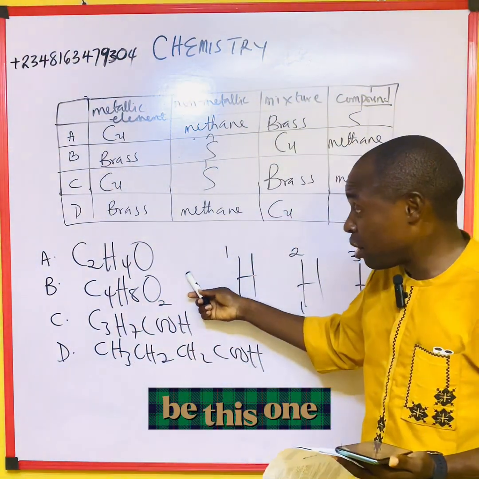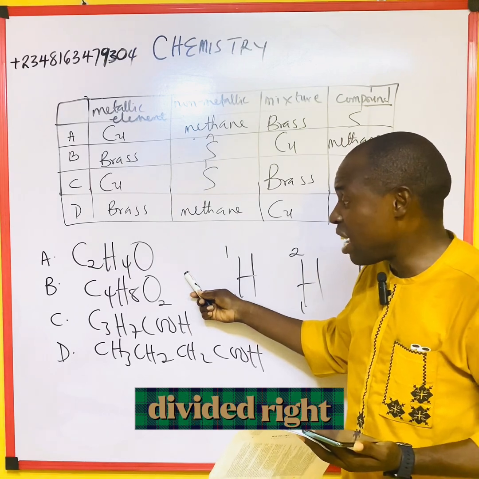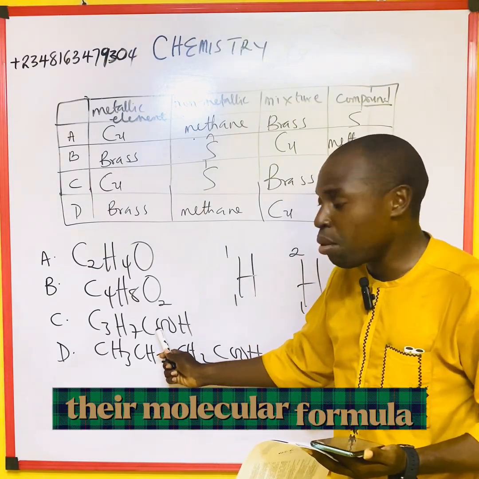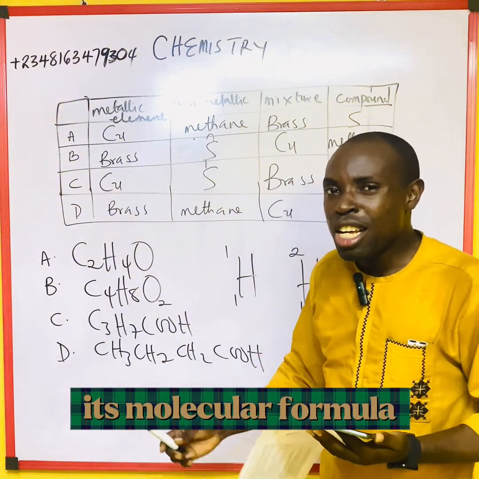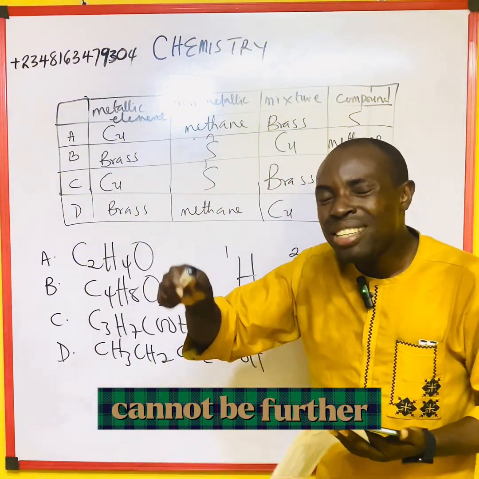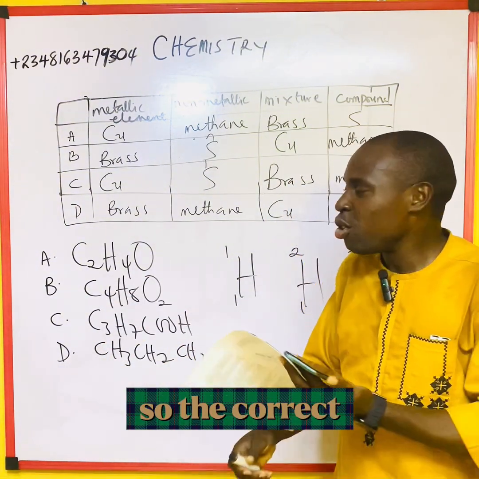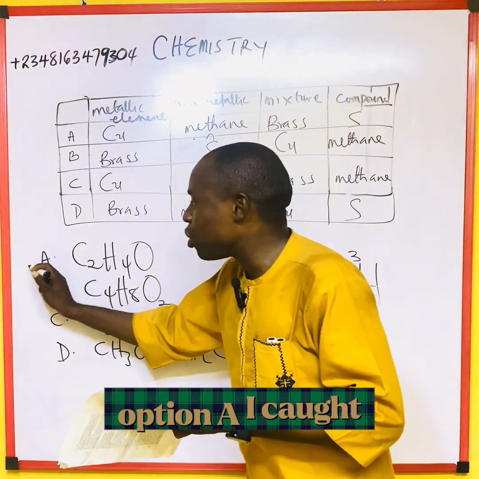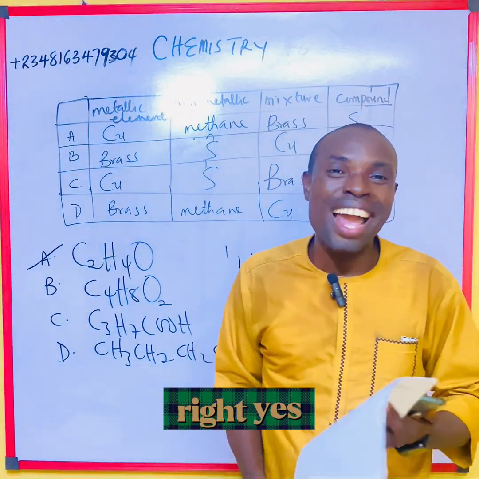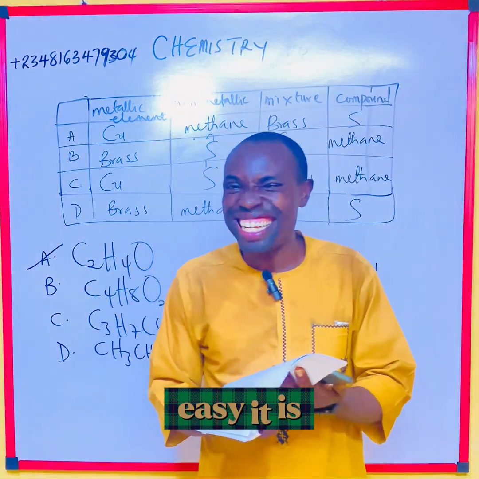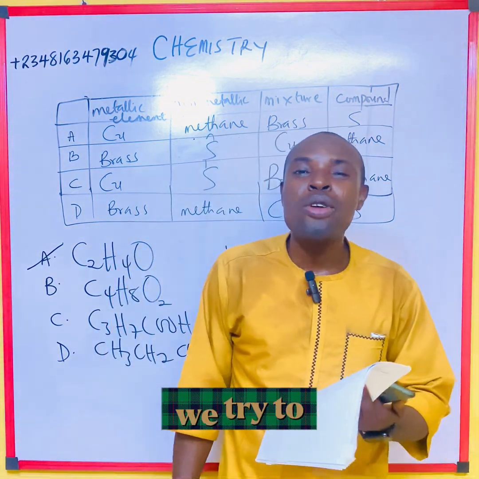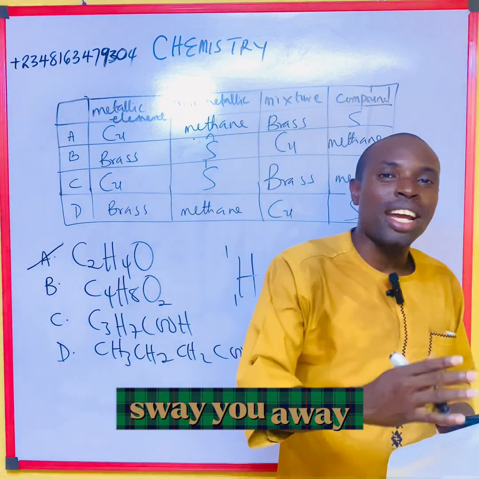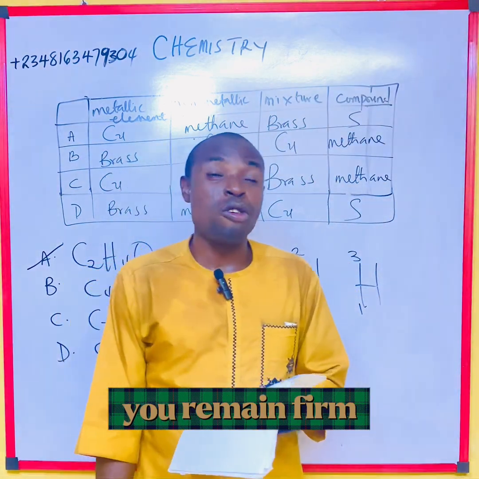This one can be further divided, right? You can take this one to its molecular formula, this one to the molecular formula, even this to its molecular formula. But this one cannot be further divided again. So the correct option here is option A. I caught you, right? Yes, that is how easy it is. When you understand a thing, no matter who will try to sway you away, you remain steadfast, you remain firm at picking your answers.